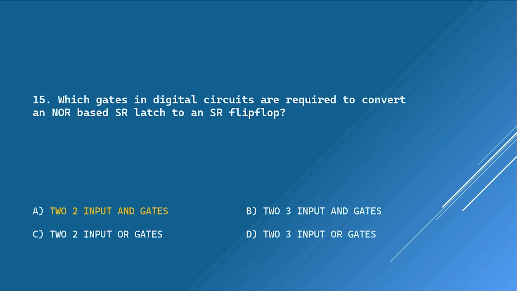15. Which gates in digital circuits are required to convert a NOR-based SR latch to an SR flip-flop? A. Two 2-input AND gates. B. Two 3-input AND gates. C. Two 2-input OR gates. D. Two 3-input OR gates. Correct answer is two 2-input AND gates.